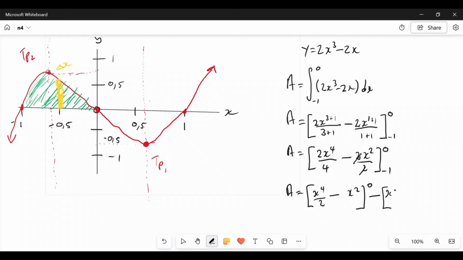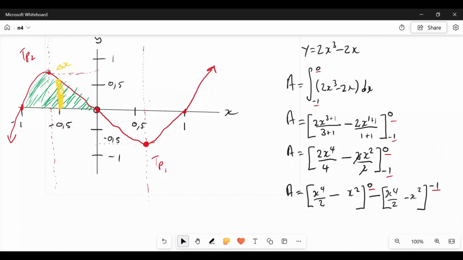So we're going to have x to the power of 4 divided by 2 minus x squared, open bracket, now minus 1. These here, guys, are not powers, but limits. Remember, these limits from the beginning, we are keeping them. We are indicating that we still have this limit. So the upper limit is going to be subtracted by the lower limit.